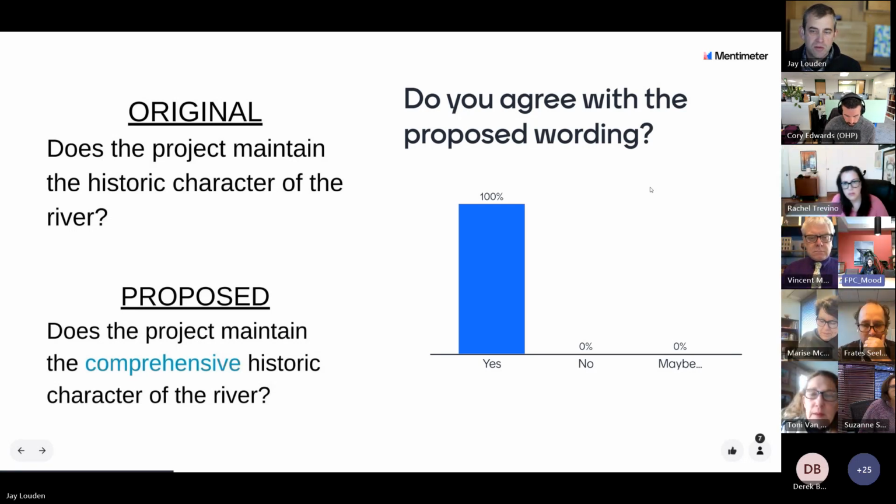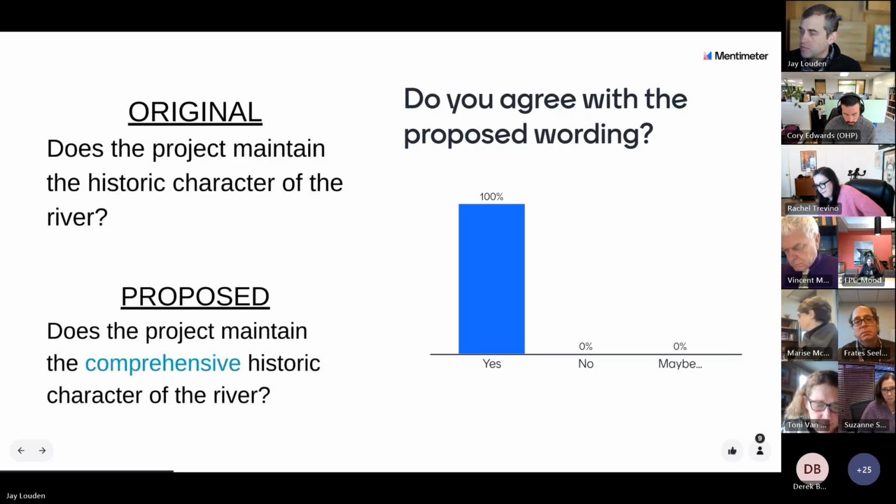The question we kept getting over and over, because this was the first criteria we started with in every room, was: what's historic? How is that determined? Who determines that?